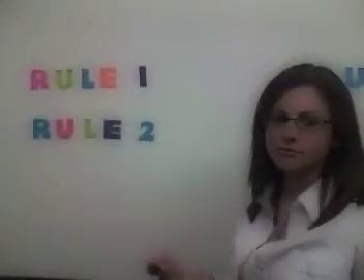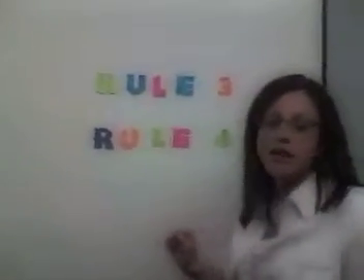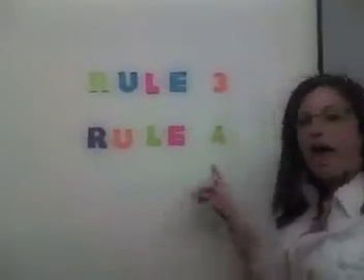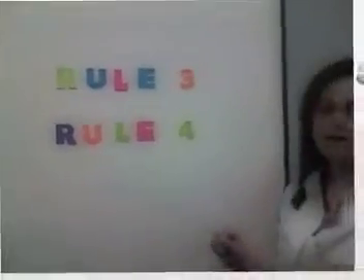Rule number 1, dividing by 1. Rule number 2 is dividing a number by itself. Rule number 3 is dividing a number by 0. And rule number 4 is dividing by 0. Now let's get started. For today's lesson, we're going to be learning how to divide with 0 and 1.